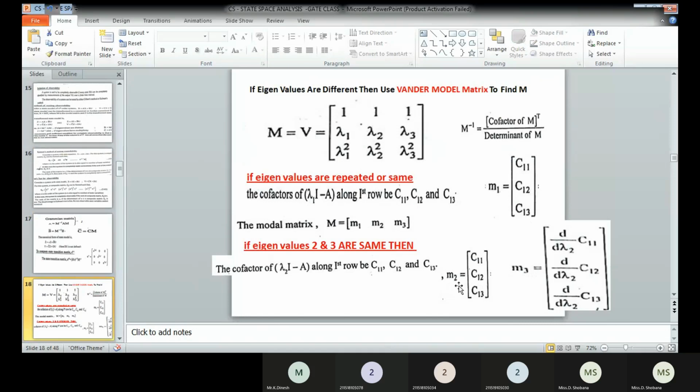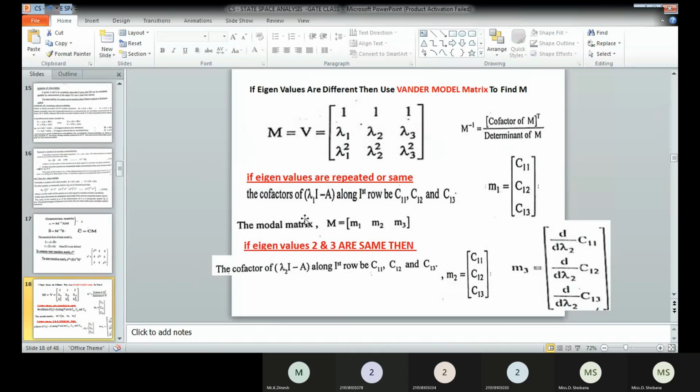Similarly, you can determine λ2 I minus A. You can take C11, C12, C13, so M2 is nothing but the column matrix of C11, C12, C13. If M3 is repeated, then for the λ2 I minus A matrix, the first row cofactors you have determined, C11, C12, C13, have to be differentiated with respect to λ2 itself. Differentiate, then substitute the λ2 value and you obtain M3. Once you have determined M1, M2, M3, you can determine the modal matrix, which is nothing but the matrix with columns M1, M2, M3.